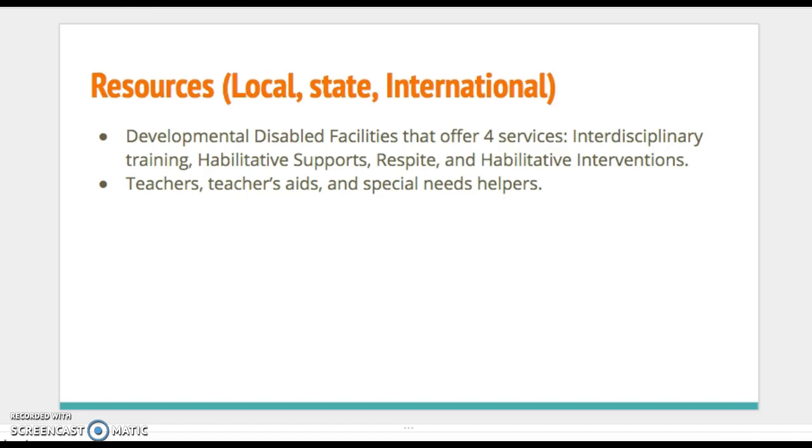Habilitative supports, which is what I do, and I take the client out into the community. We work on goals out there, integration, communication. The goals can range anywhere from using the potty and keeping their diapers dry, to crossing the street, to talking to a stranger but using eye contact. So going out into the community and using the community as a resource is very important.